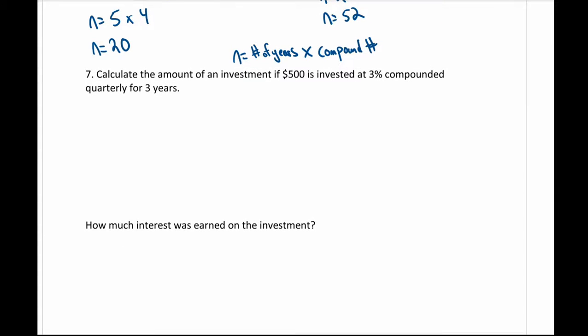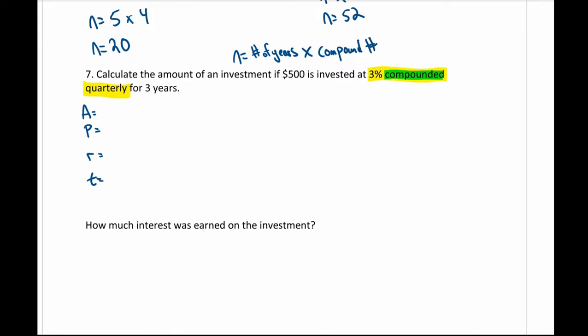In number 7, calculate the amount of an investment if $500 is invested at 3% compounded quarterly for 3 years. This is what we mean by looking for key words in a question. It says compounded quarterly. That means we're using compound interest because of this key part here, the compounded. If it's compound interest, it will say that. So because it's compound interest, we know we're going to be using A, P, I, and N.